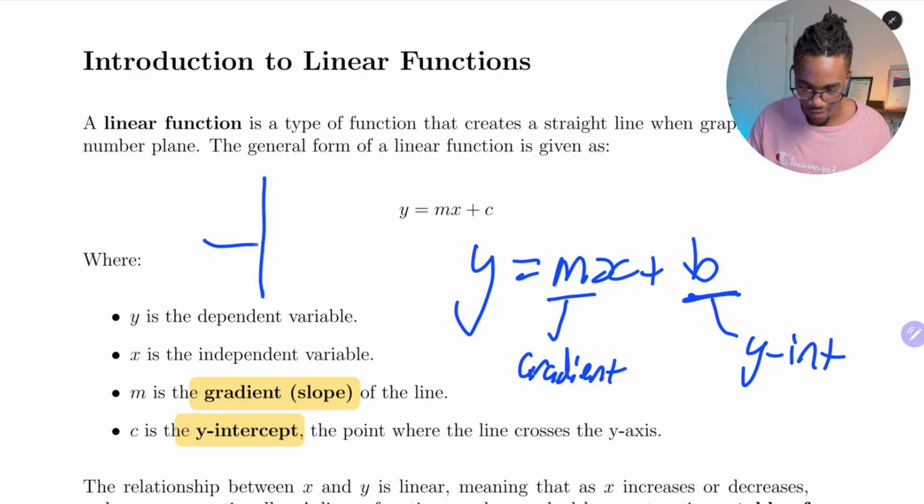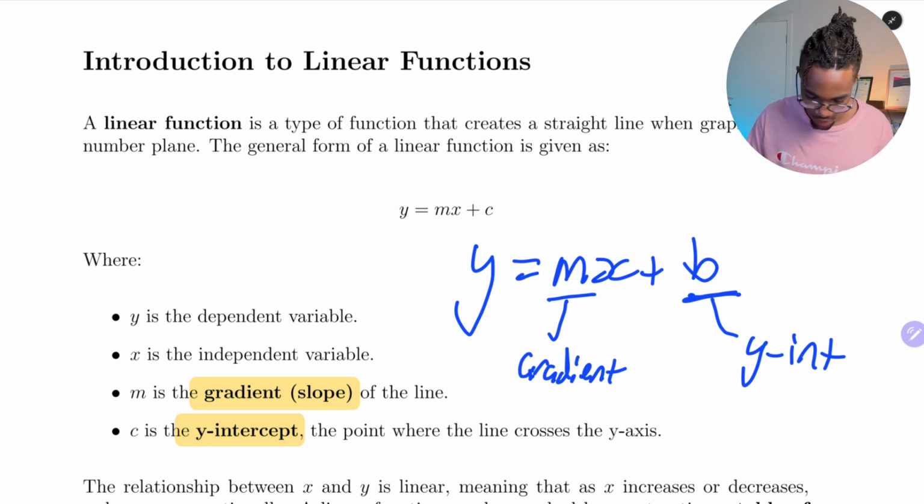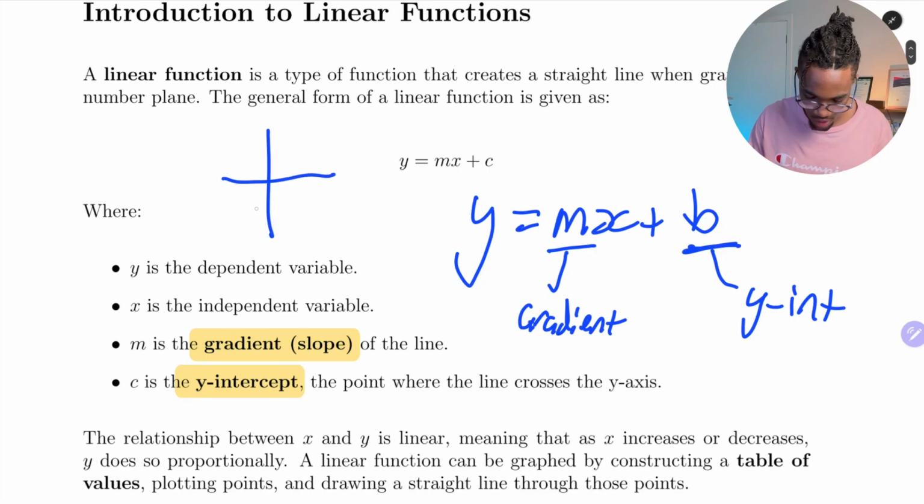So if we have a graph like this, right, this would be a very steep gradient because the slope is very steep, and this would be a very not steep gradient, we could say, because it's very small, right? Easy. And then we have here y-intercept. So this here is the y line. It's just the point where the line crosses this line here, and that's the y-intercept.